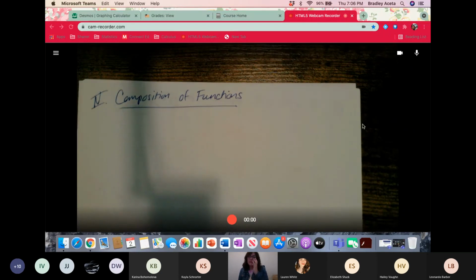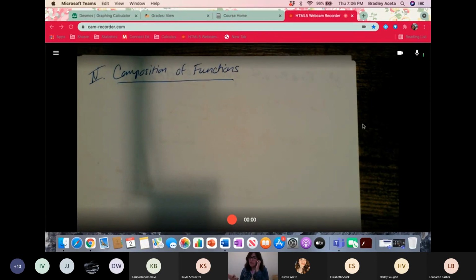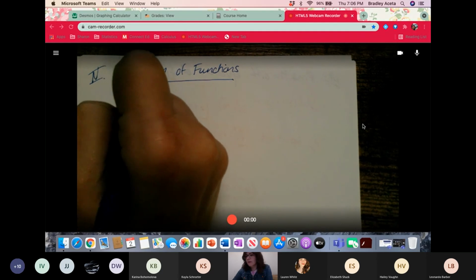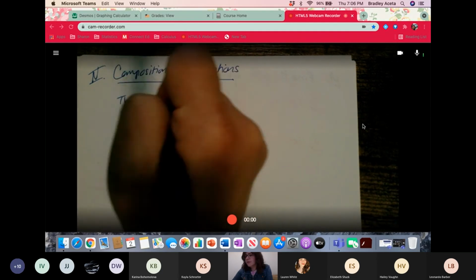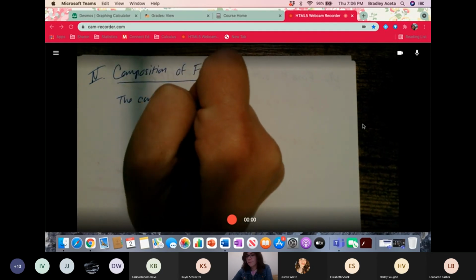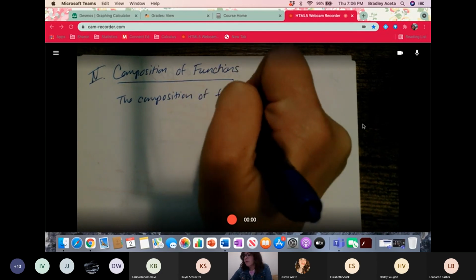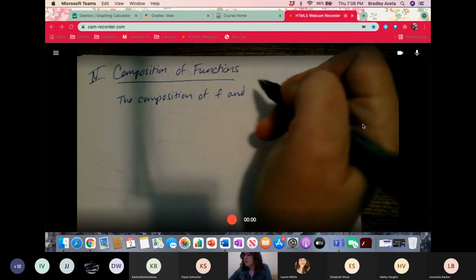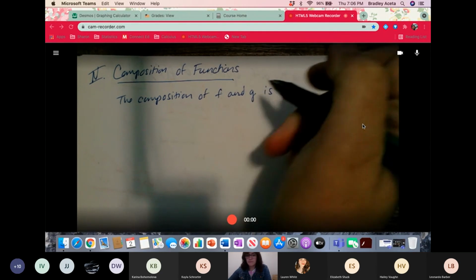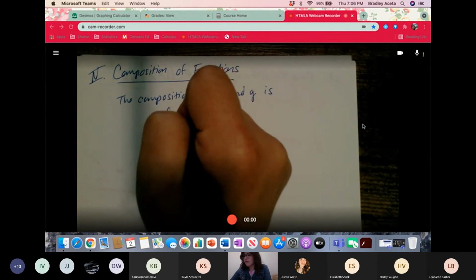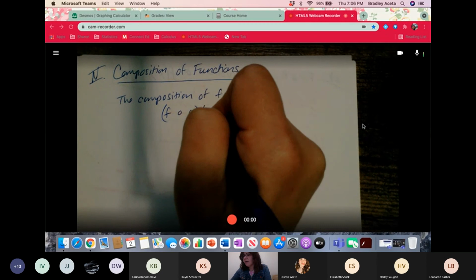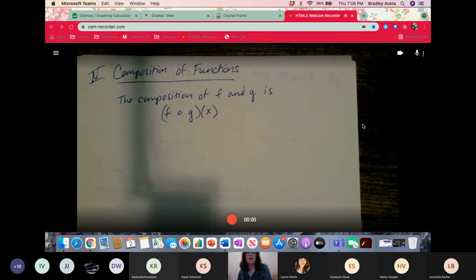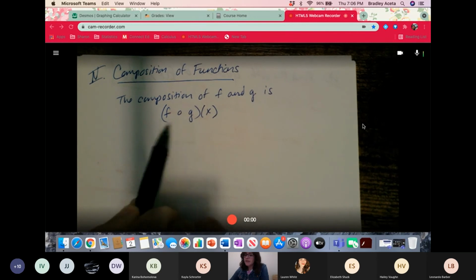Okay, so we're going to talk now about composition of functions, which I like. This is one of my favorites. The composition of f and g, my pen is dying, is, I'm sure you've heard it said this way, maybe your teacher said "f of g", "g of f". So what does that mean?